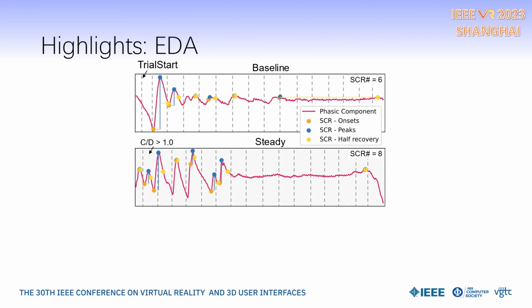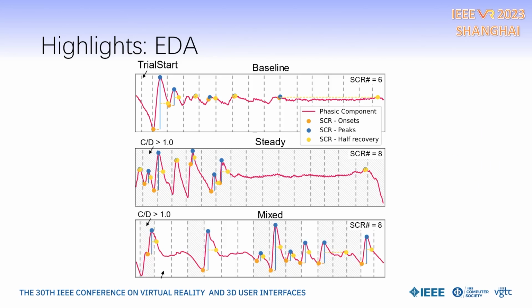Our analysis on the number of skin conductance responses showed a similar downwards trend in the steady and baseline conditions compared to the mixed condition. Here, most SCR peaks occurred in the first half of the condition. However, we could not identify significant differences between conditions.